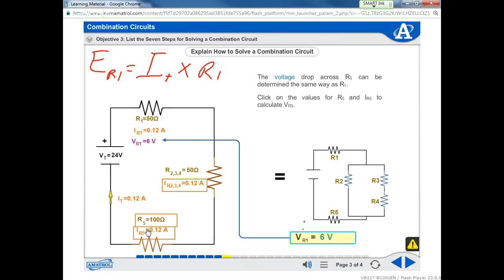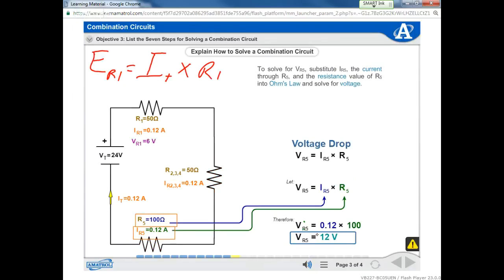Click on the values of R5 and IR5 to calculate VR5. Do you have that one clicked? To solve for V sub R5, substitute I sub R5, the current through R sub 5, and the resistance value of R sub 5 into Ohm's law and solve for voltage. 12 volts is the voltage drop across R sub 5. Click on the value to place it into the schematic.